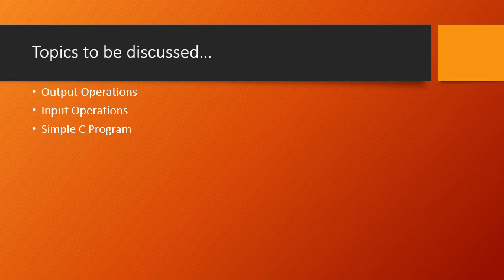So basically, the input operations are those wherein a user or the programmer provides the data, that is input data, to the program for processing. And once the processing is completed, the program gives us back some meaningful information. Providing that information back by the computer, we call output operations. Based upon these concepts, we are going to learn in detail how we can perform output operations and input operations in C programming.